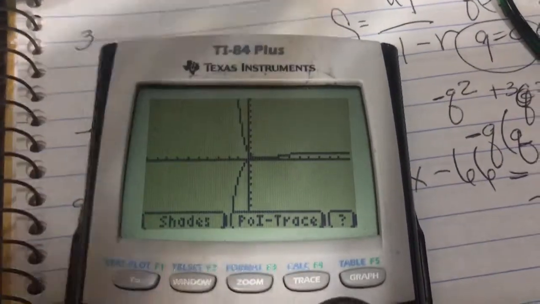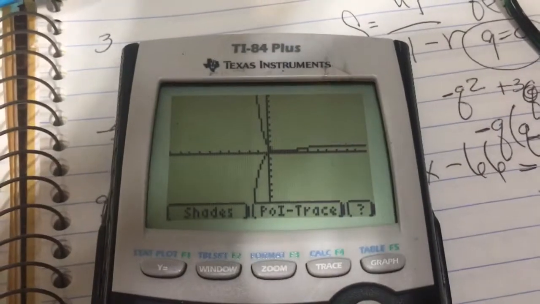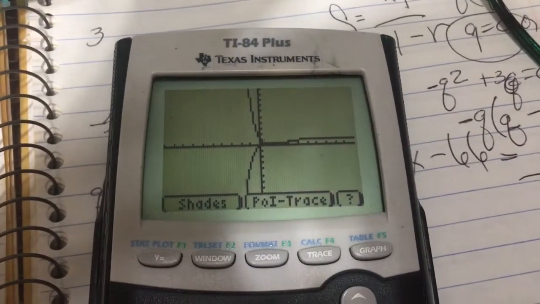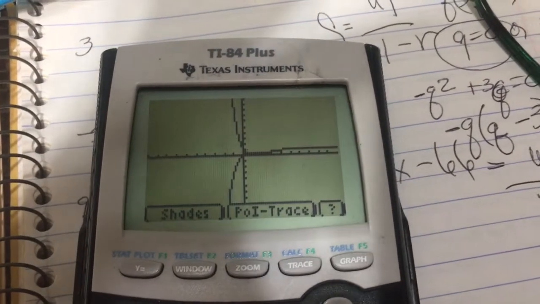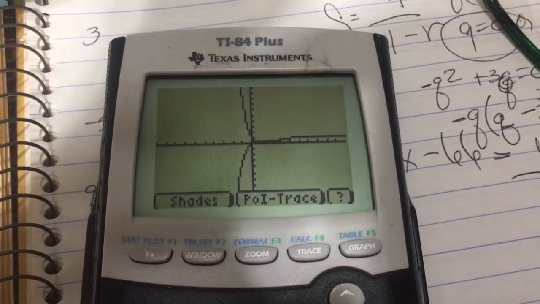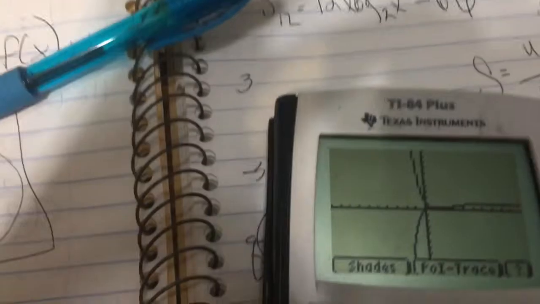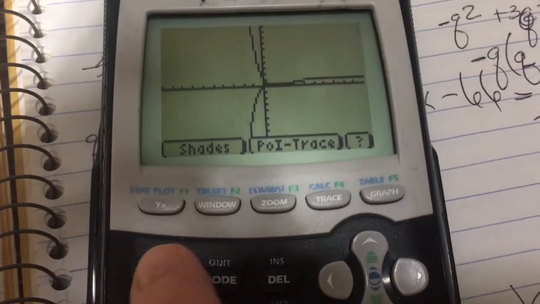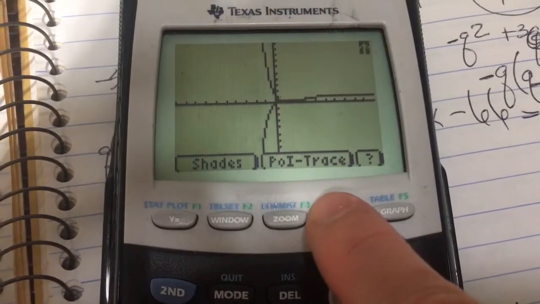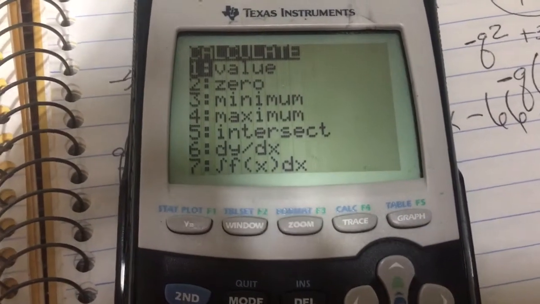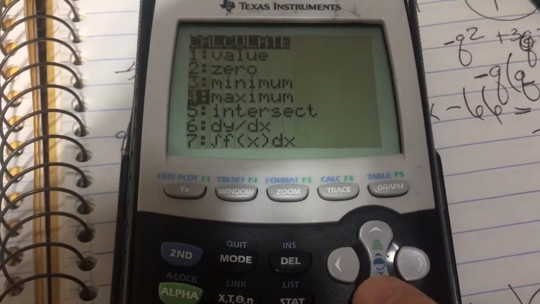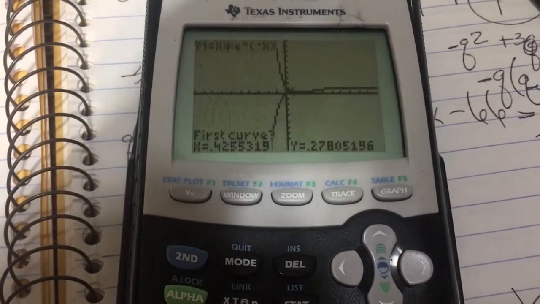And you can adjust your screen, but my screen really doesn't seem to be a problem on this. So I'm just going to go ahead and go up here to the calculate button here. So here's my calculate button. So I'm going to do second and calculate. And then I'm going to use my little cursor right here and go down to hit enter.